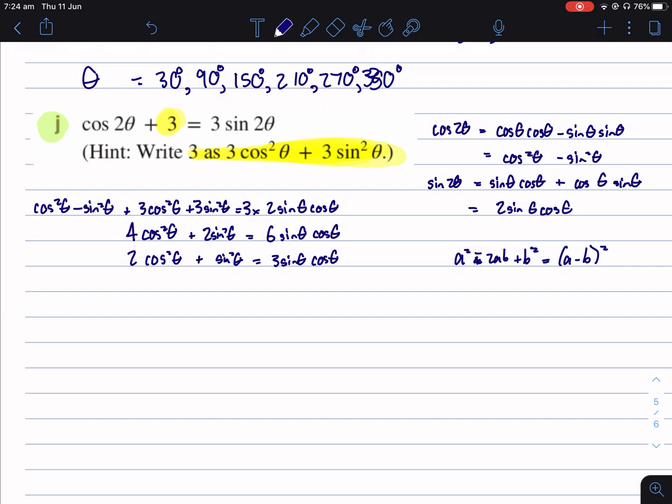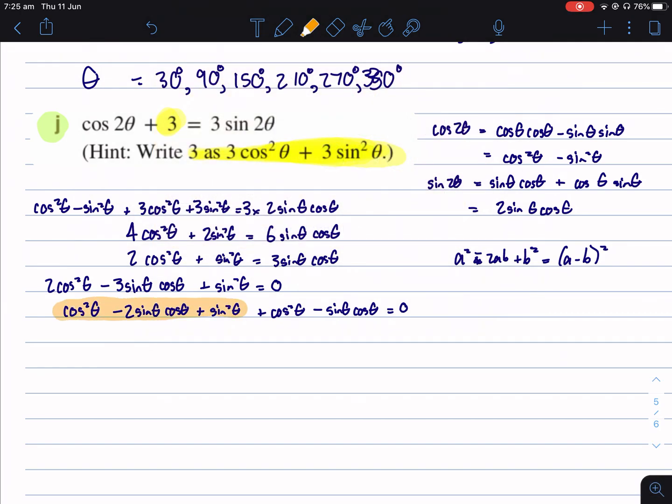So I'm not sure that's the right way to go, but I'm going to start off by trying to get there. So we've got 2 cos squared theta minus 3 sine theta cos theta plus sine squared theta equals 0. So that's the same as cos squared theta minus 2 sine theta cos theta plus sine squared theta. I've still got another cos squared theta, and I've still got another negative sine theta cos theta equals 0.